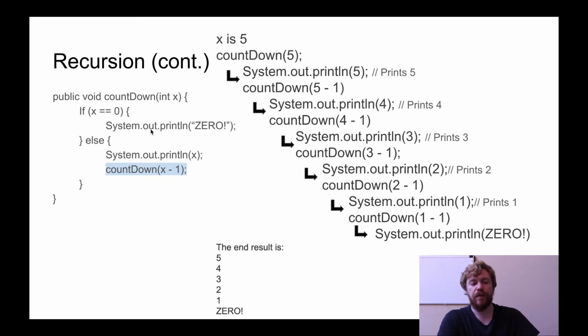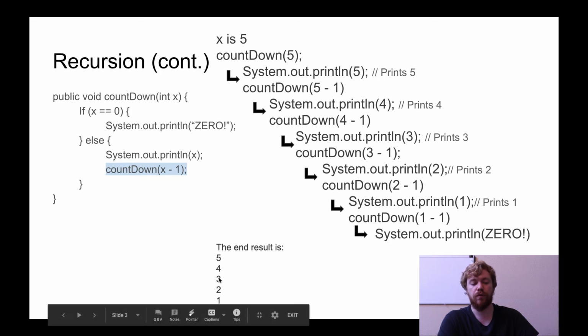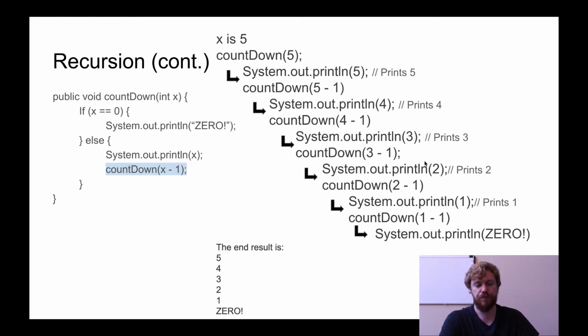And now you can stop your recursive call. And so if we look at the result here, the end result is printing 5, 4, 3, 2, 1, and then 0.